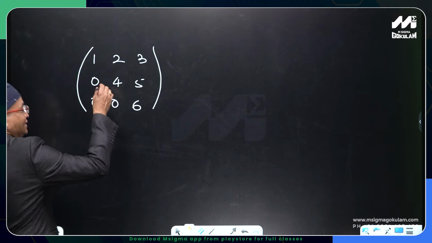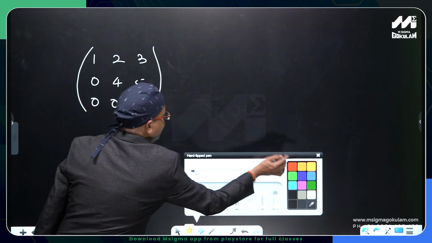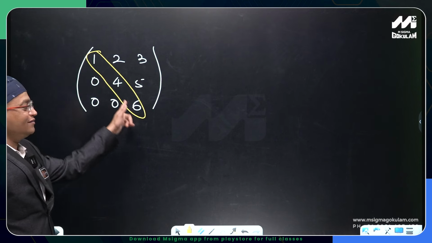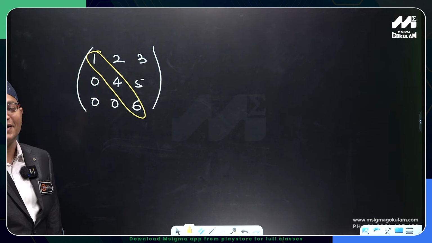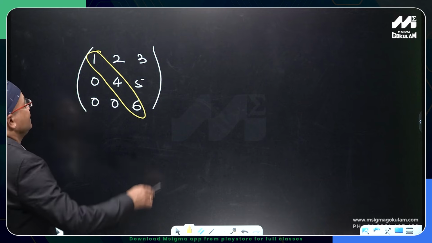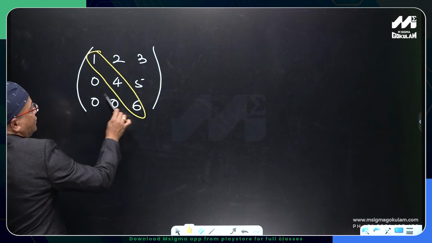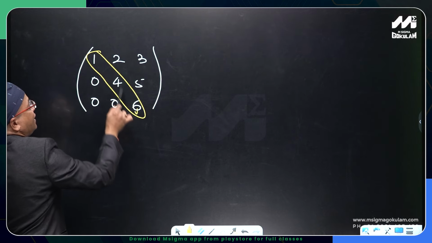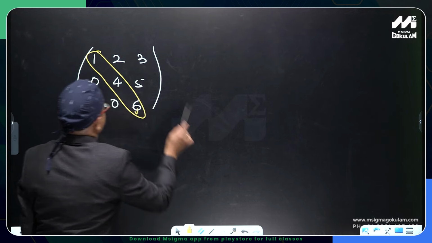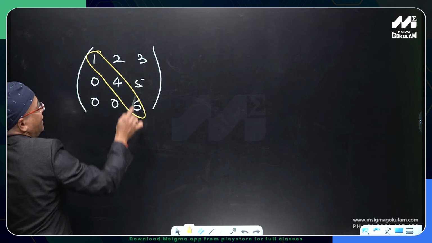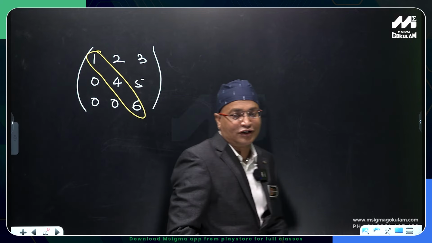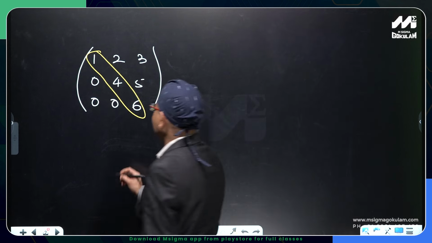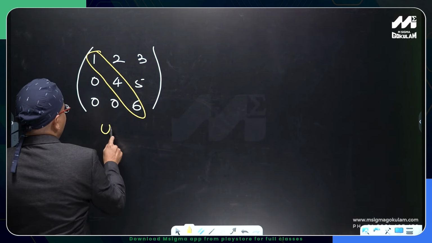But remember, this is called the principal diagonal or leading diagonal. This is a diagonal. That is called the principal diagonal or leading diagonal. All the elements below the principal diagonal are zeros. Here only you can find the upper triangular portion. In that portion only we find some elements. But it is very important: all the elements below the principal diagonal are zero. Then it is called an upper triangular matrix.